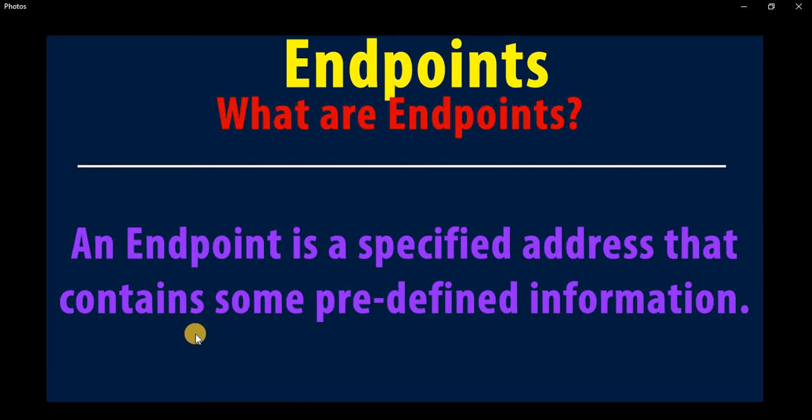An endpoint is a specified address within an API that contains some predefined information. What that means is that every API has some endpoints that perform a particular task. Let's say, for instance, that within Paystack we have an endpoint called something like customers. The endpoint customers tells us that this is where one has to create a proper customer within Paystack.